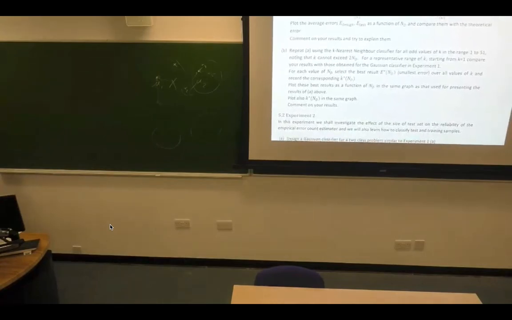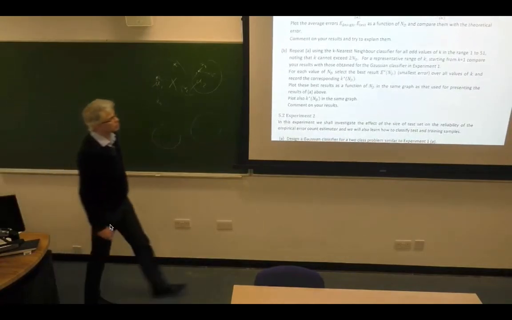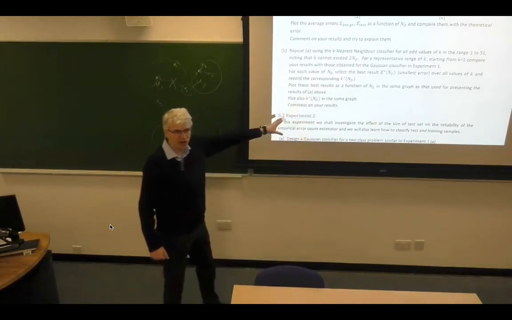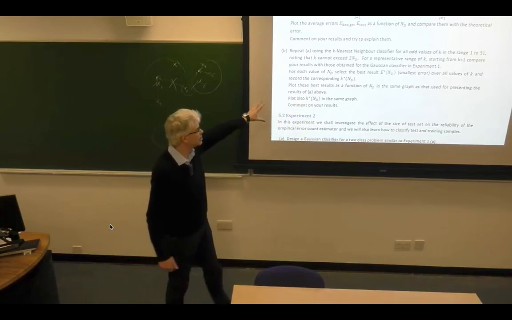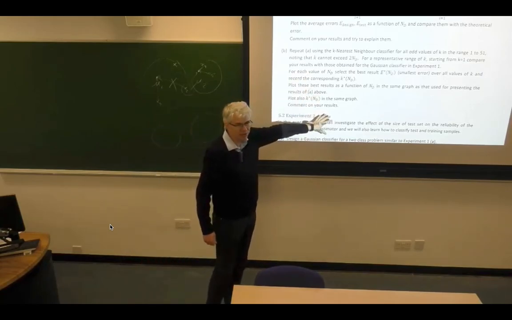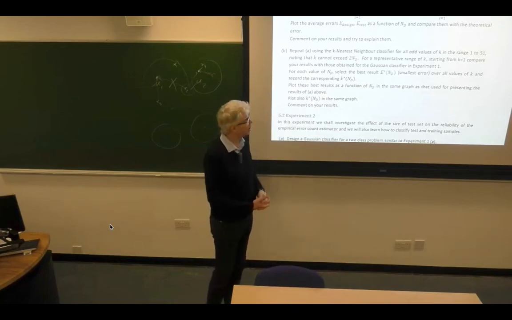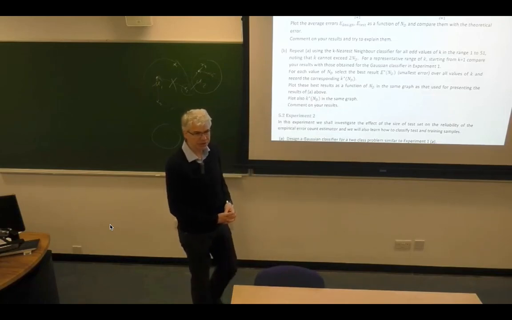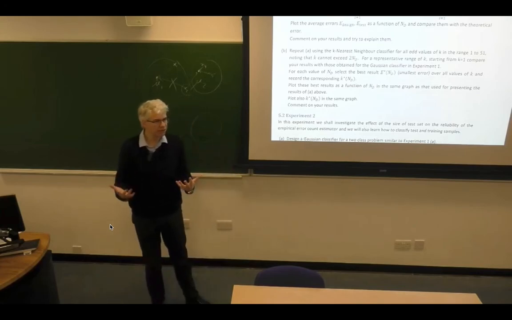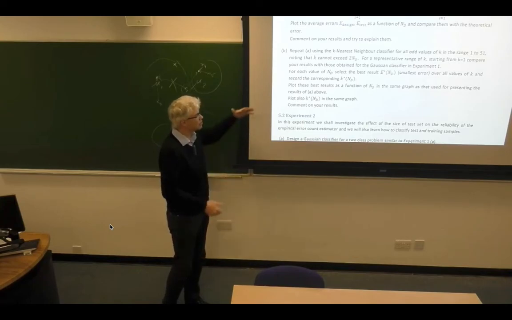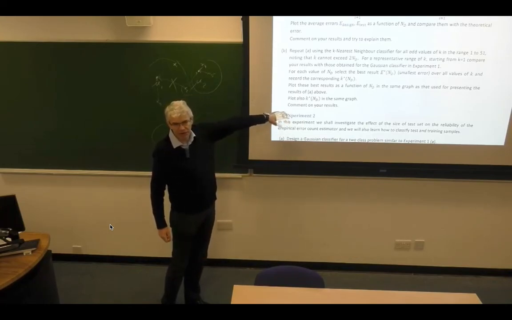The second part of experiment 1 is to do the same thing using the k-nearest neighbor classifier. And so you get a chance to try out different values of k and to compare the results of your k-nearest neighbor classifier with the Gaussian classifier that you built earlier on. That will really give a chance to summarize most of the lectures that we've done so far. So for most people, you'll stop at the end of the first week.